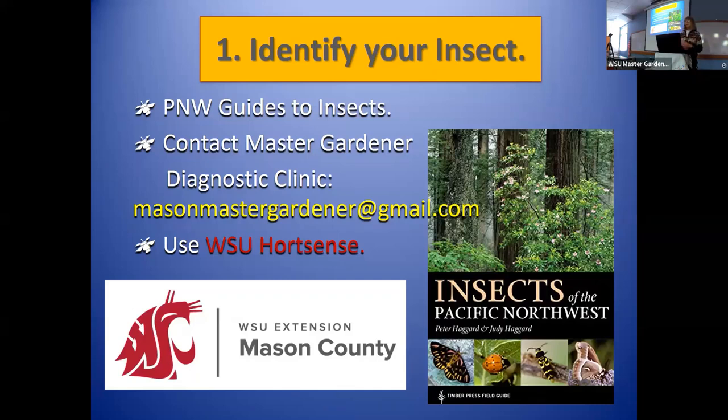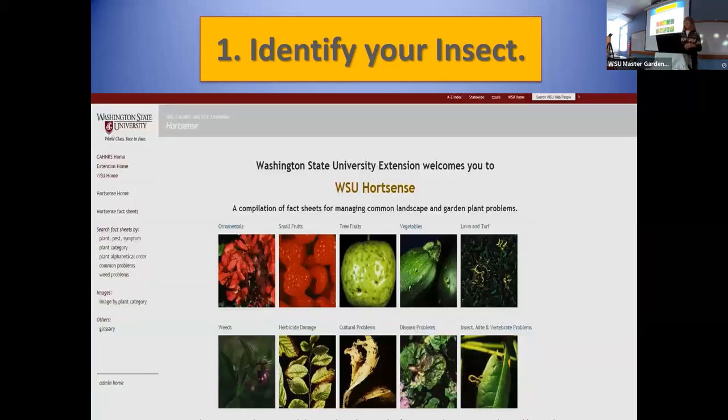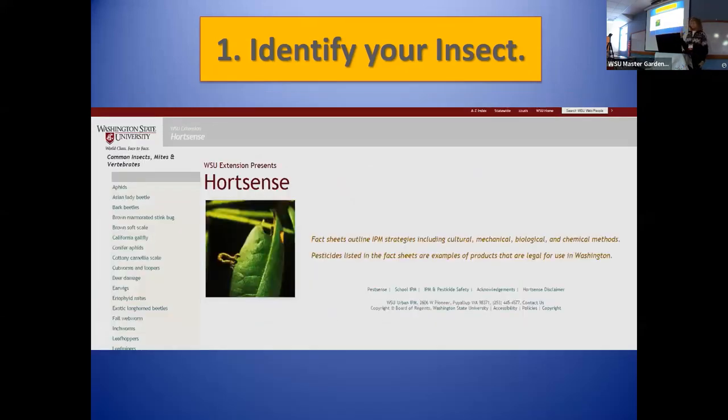Another resource is kind of nice in that it's online. That is through WSU. It is called WSU Hortsense. So to get there, all you have to do is Google WSU Hortsense, and you're taken to this home page. It has a lot of options there. The bottom option actually mentions insects. So I think what we'll do is we will just click on that one, and you'll notice there's this sidebar when we're taken to the next page, and that sidebar lists all these insect pests.